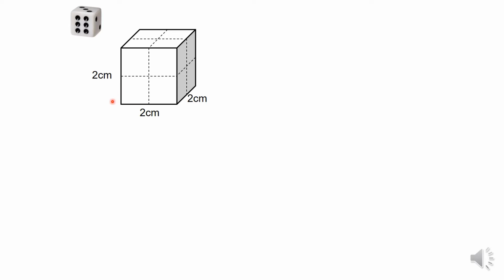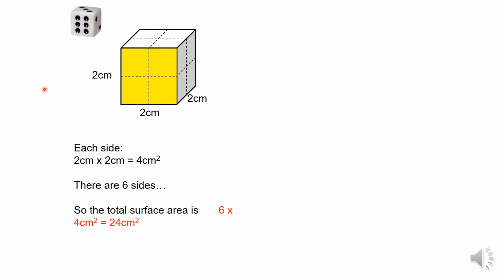Now, we might be given a shape that's not quite so nice with the numbers, so what we can look at is each side. Each side is 2 centimetres long, so 2 centimetres by 2 centimetres gives us an area of that square of 4 centimetres squared. And as we said, there are 6 sides, so the total surface area is 6 times 4 centimetres squared, which will be 24 centimetres squared. Apologies that the formatting has gone a bit strange there.